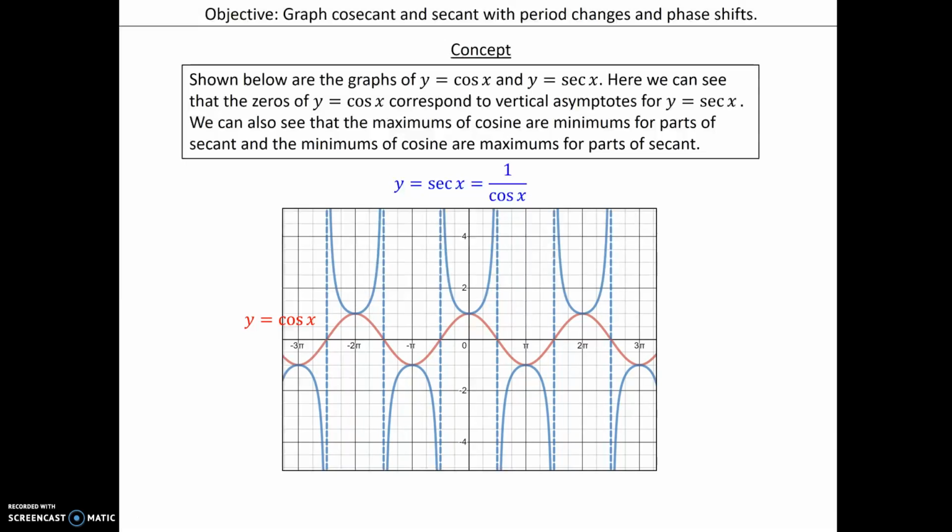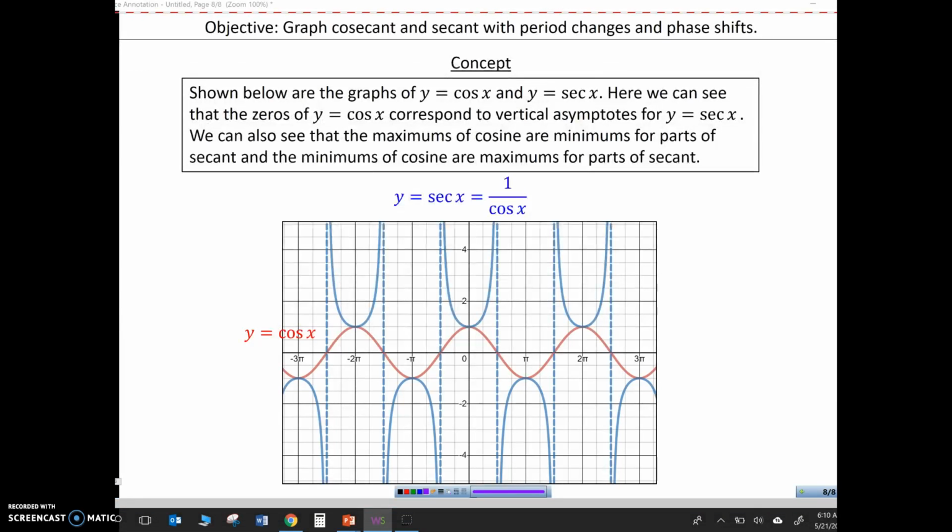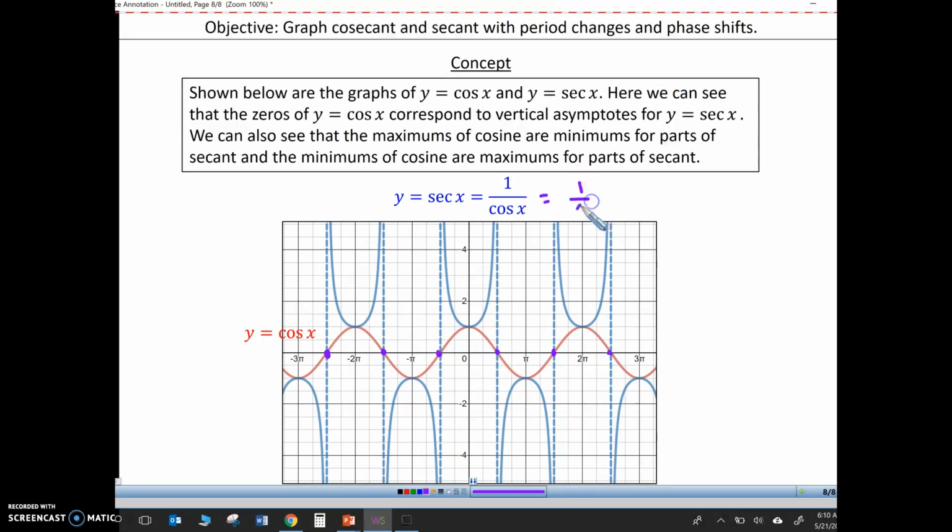with your prior knowledge on cosine of x, and I want you to notice the correlations between, in red here we have y equals cosine of x, and in blue we have secant of x. I would like you to notice that when cosine is 0, we have vertical asymptotes for secant of x. And again, this is because if cosine is 0, we have 1 over 0, which we cannot divide by 0, right? So that gives us an undefined value, which visually represents itself as an asymptote.